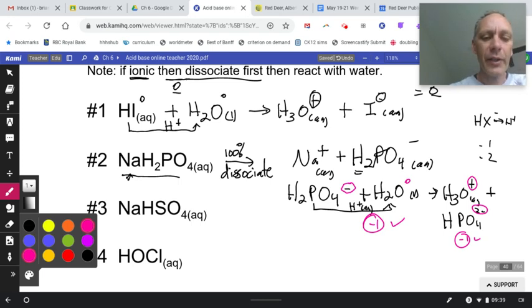Okay, I'd like you to pause the video and try this one on your own because it's just like the previous one. It's an ionic compound. Dissociate it first and then react the hydrogen ion with water and then come back and see if you got it right.